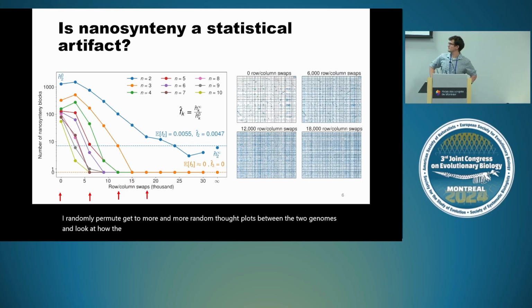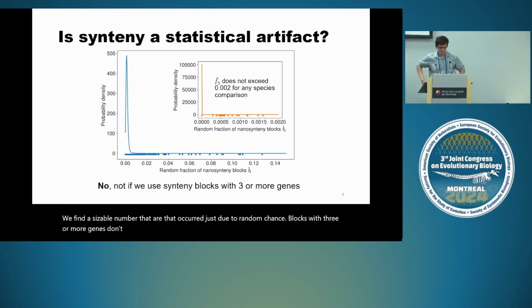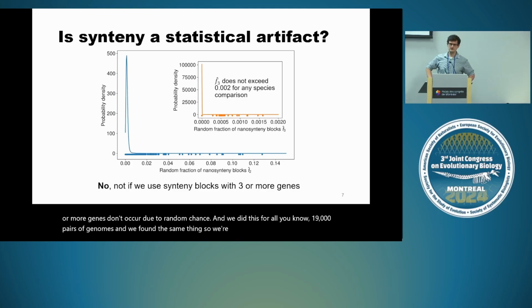I randomly permute, getting more and more random dot plots between the two genomes, and look at how the number of synteny blocks decays. And actually, if we look for pairs of genes that are next to each other, we find a sizable number that occur just due to random chance. Blocks with 3 or more genes don't occur due to random chance. And we did this for all 19,000 pairs of genomes, and we found the same thing. So we're pretty safe if we go with synteny blocks of 3 genes or more.